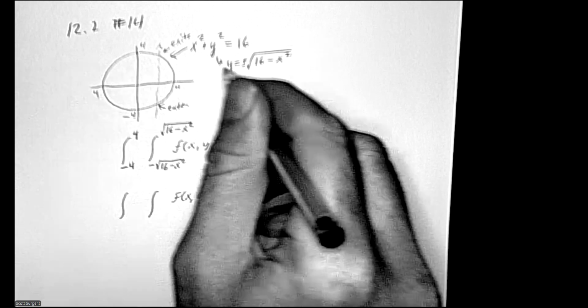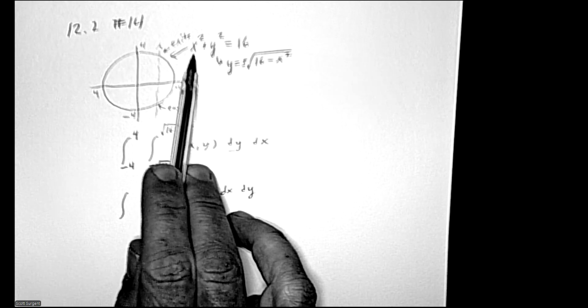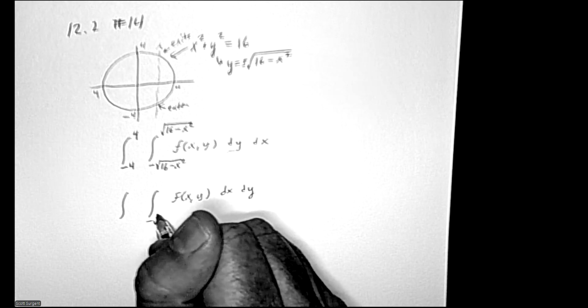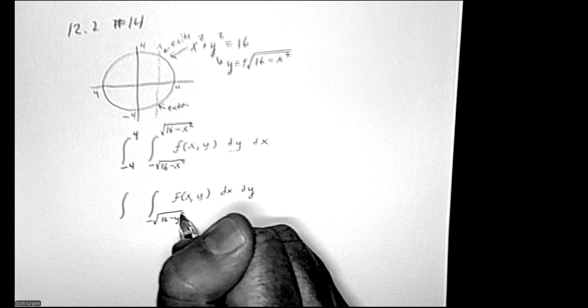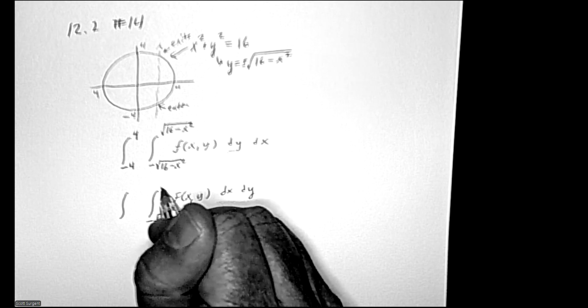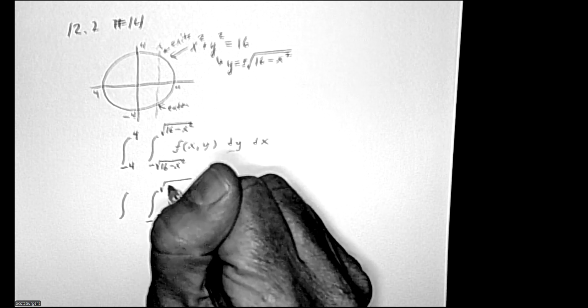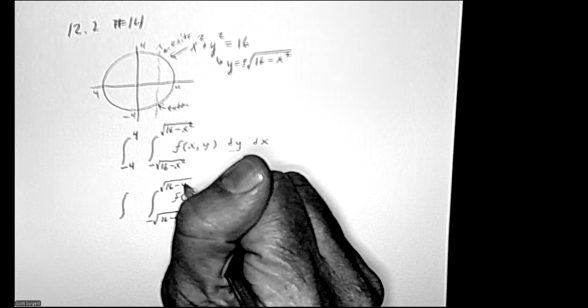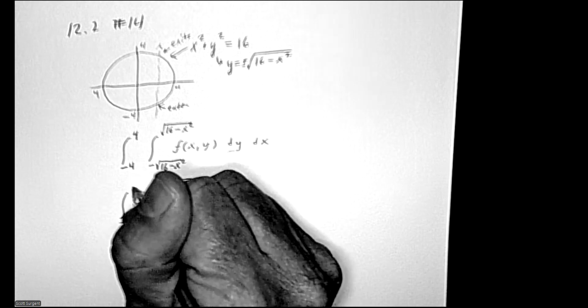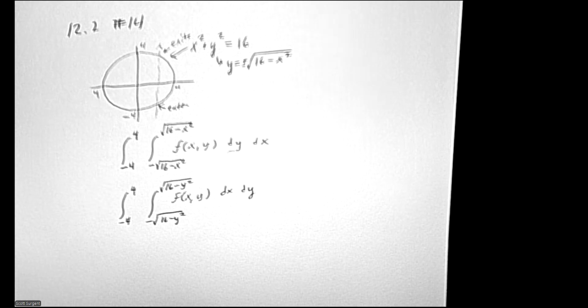You're going left to right, you would actually solve for x, and you're going to get negative radical 16 minus y squared as your lower bound. Then the upper bound will be radical 16 minus y squared, and then negative 4 and 4 for the y bounds. Is that what you were wondering about?